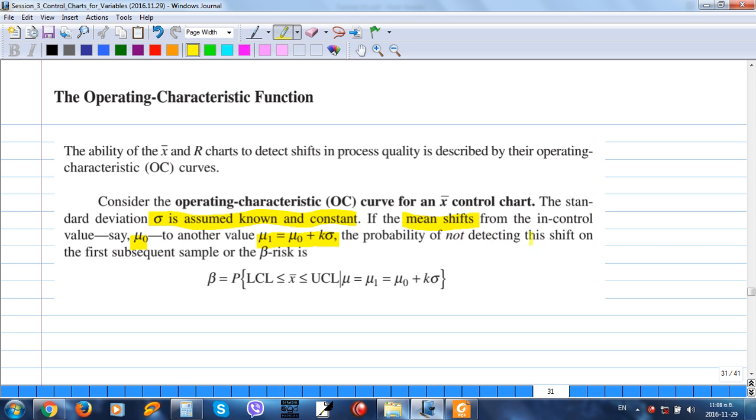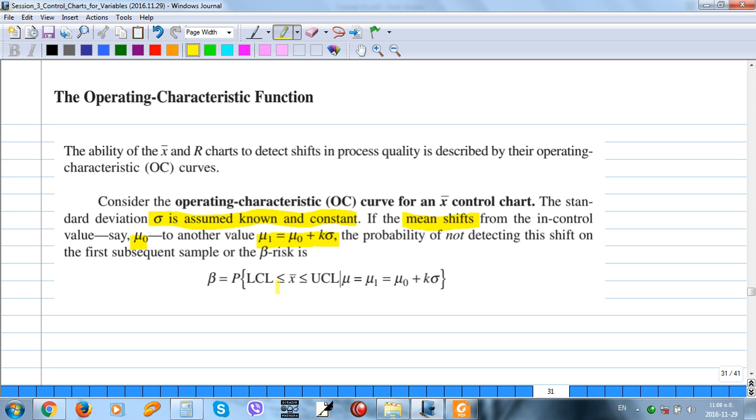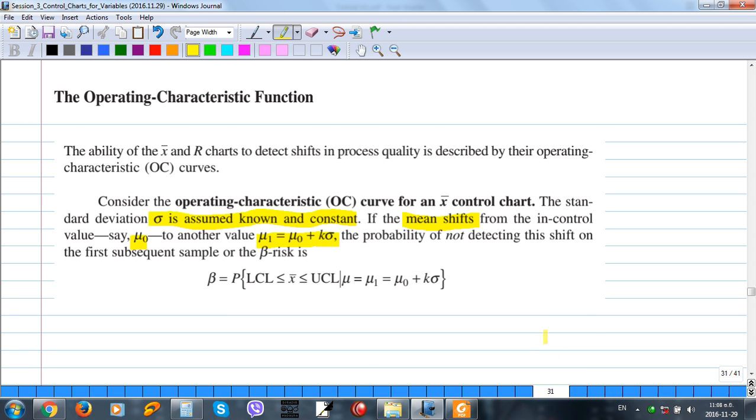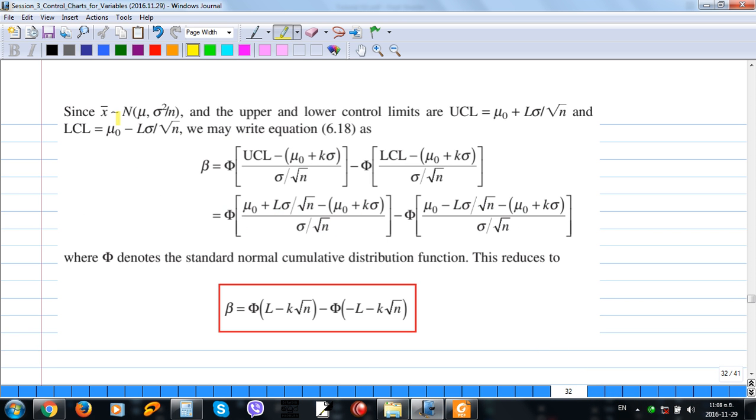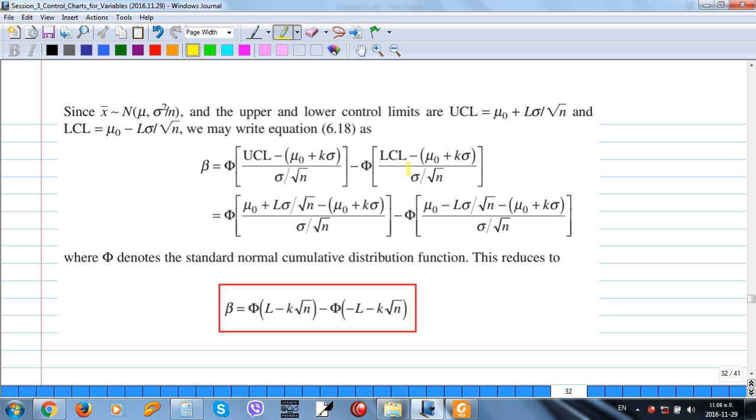The chance of not detecting the shift on the first subsequent sample is the beta risk. It equals the probability of falling in between the lower control limit and upper control limit, with the shifted mean mu1 and mu0. Then we can find the OC curve. So here we can substitute, since X bar is normally distributed, the upper control limit and these values.